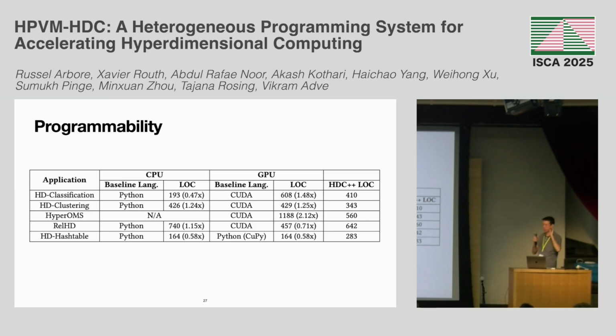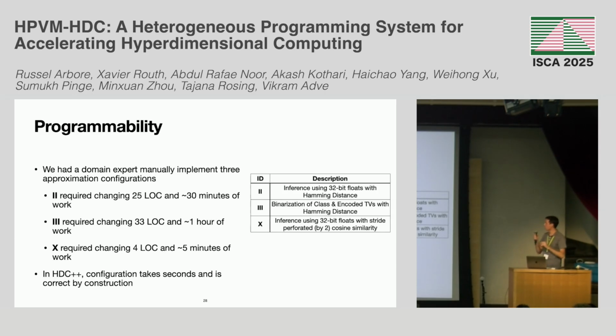And then we also evaluate the programmability. Although it's a flawed metric, we look at lines of code it takes to implement each of these applications. The point here is that, in general, the amount of lines of code it takes to write your application in HDC++ versus the baseline GPU code or the baseline CPU code is roughly equivalent. However, the HDC++ code is retargetable. This is a single HDC++ application that can target both CPUs and GPUs, whereas the baseline codes are one code that targets one device.